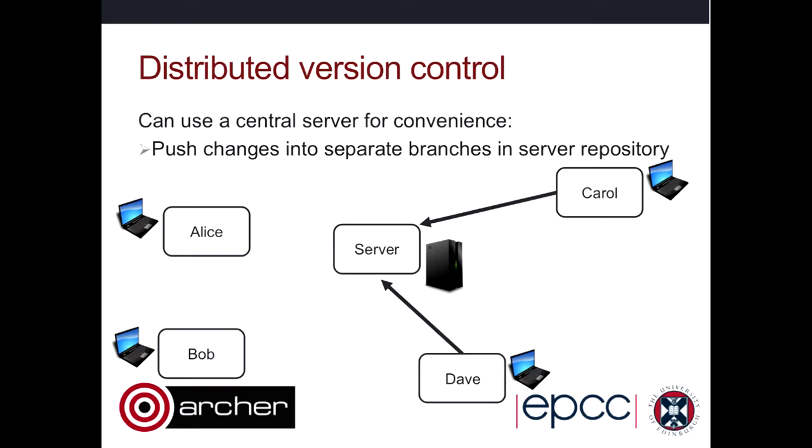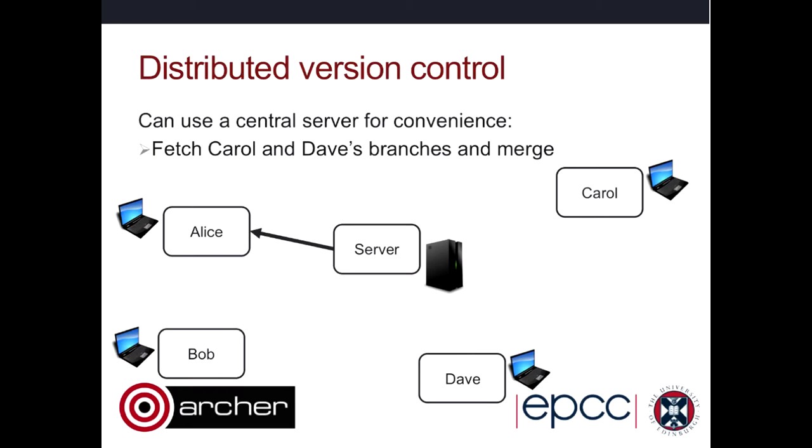So the point is that after Carol and Dave have pushed their changes into separate branches in the server repository, the next step is for perhaps Alice to fetch those branches from the server repository into hers, and do the merge as before, essentially. Once she's done the merge, she can commit locally in her own repository, and she can, if she wants, push this back to the server, to whatever branch she sees fit. Therefore the repository on the server is again playing a similar role of synchronizing changes.